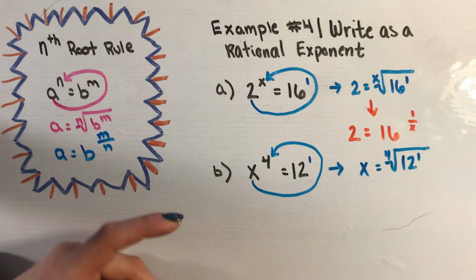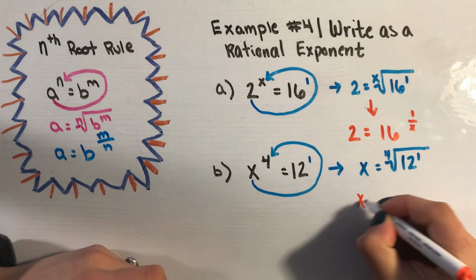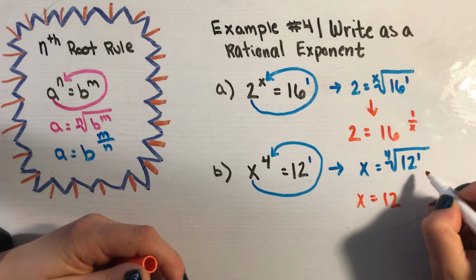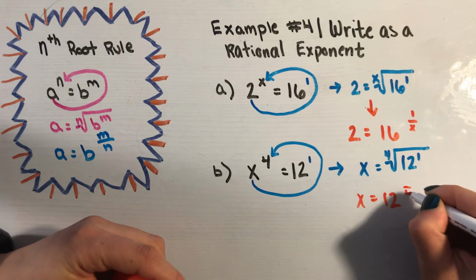Now I'm going to rewrite it so that this part here is an exponent. So x equals 12. Now which one goes on the bottom? Well, the root goes on the bottom, 4 over 1.